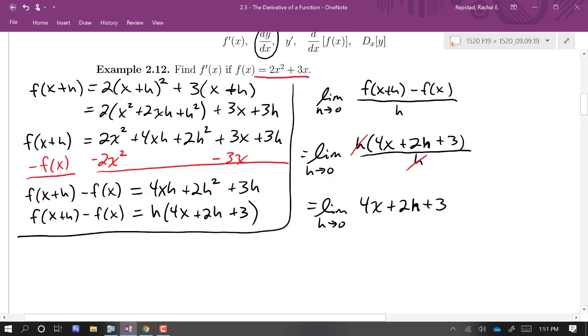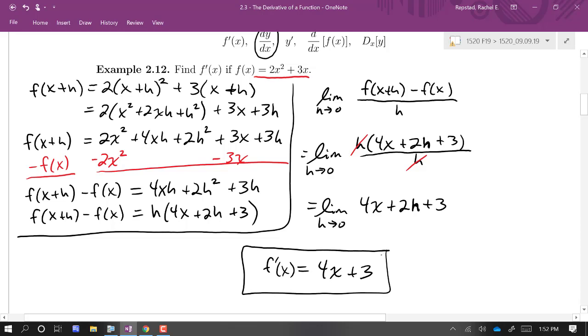So we can now plug in 0, we go ahead and do it, and what do we get as a result? 4x plus 3. And that is our f prime of x. That's the derivative. This is the function that describes how the given function changes.